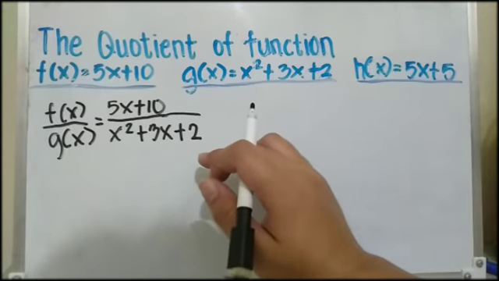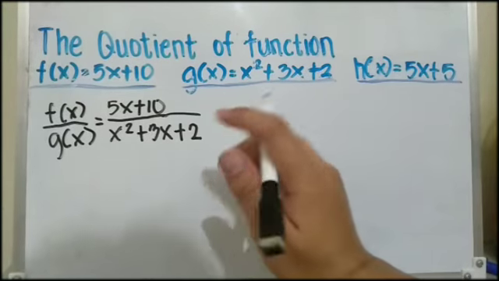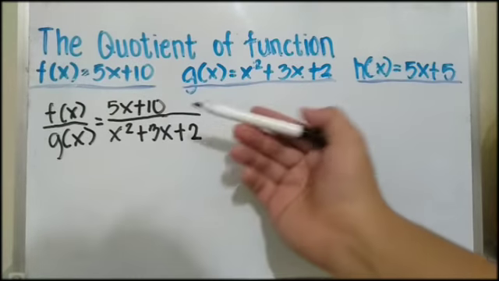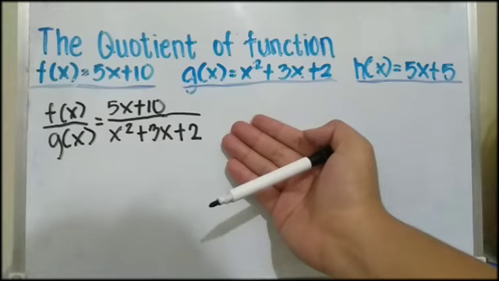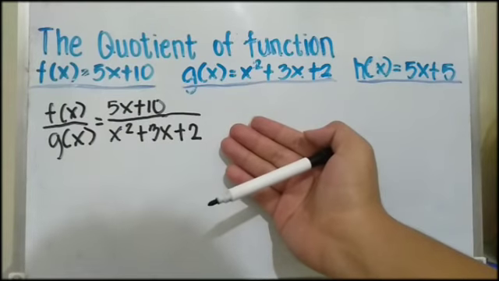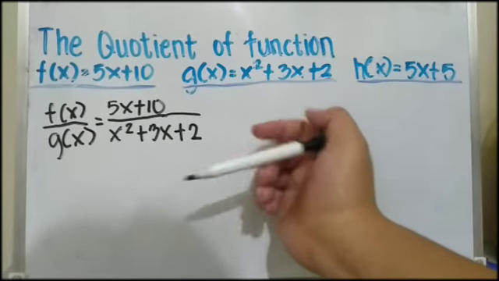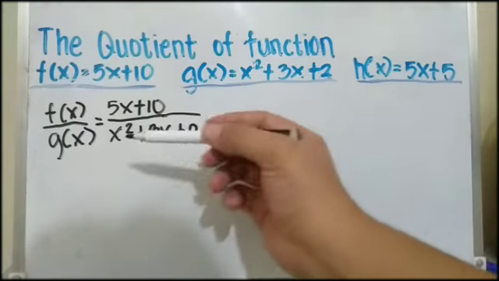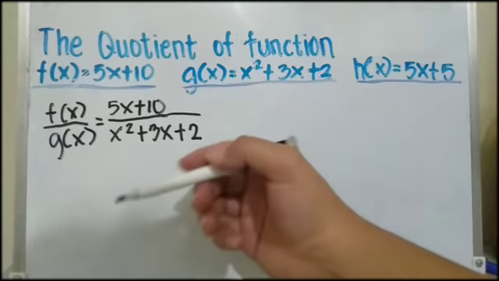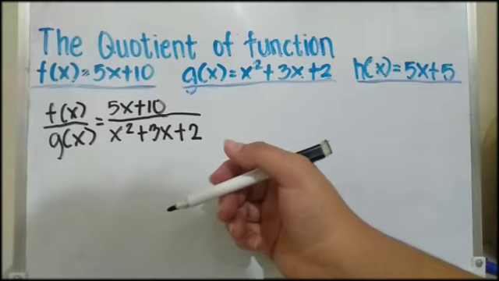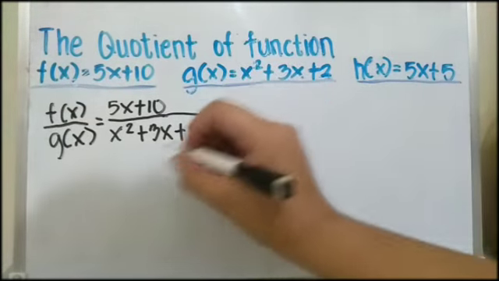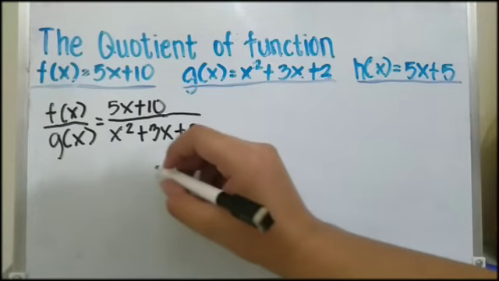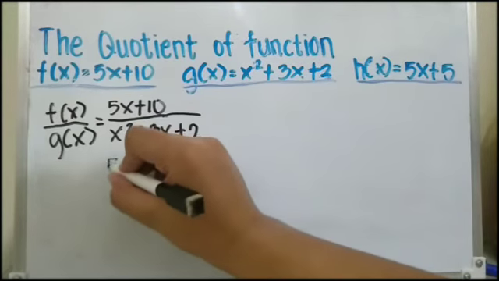So let us simplify. To simplify, since this is a polynomial, we can find the factors of our numerator and denominator. For the numerator, let us use the greatest common factor. So the greatest common factor of our numerator is 5.